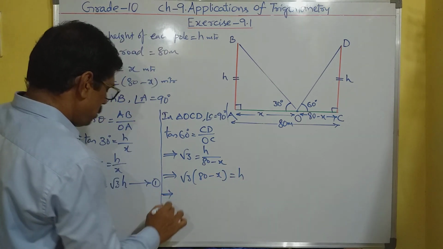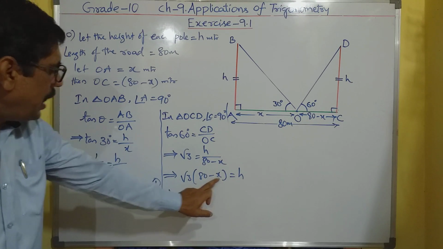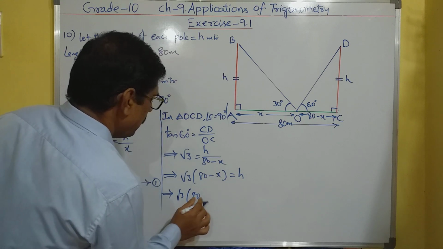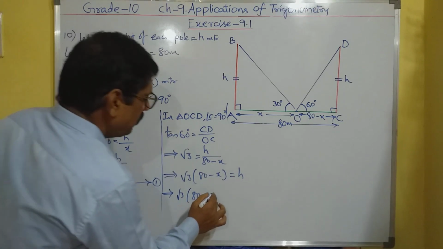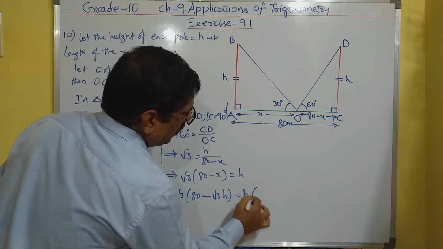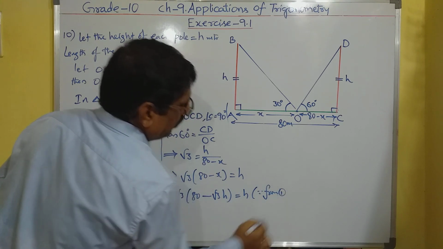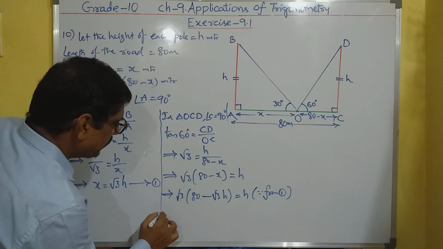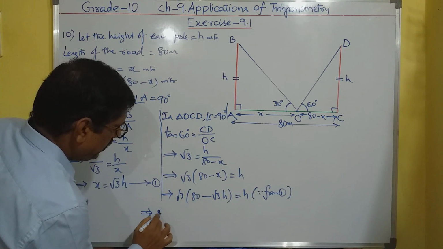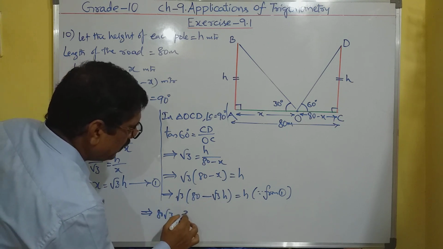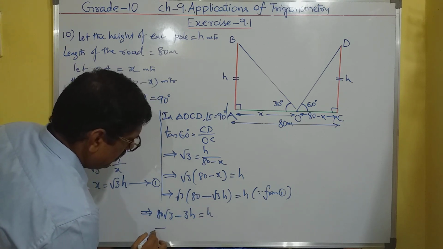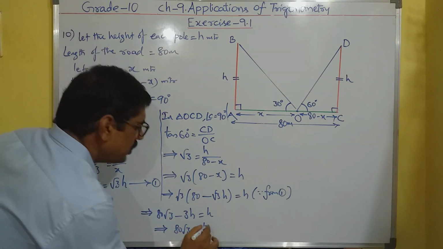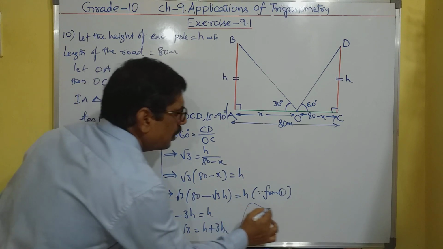Now let us substitute the x value from equation 1. Root 3 into (80 minus x), where x is root 3h, is equal to h, since from 1. Okay, now root 3 into 80 is 80 root 3. Root 3 into root 3h is 3h, equal to h. This implies 80 root 3 minus 3h is equal to h. If you send the minus 3h into the RHS, you will get plus 3h.